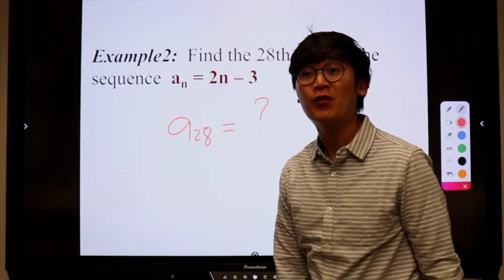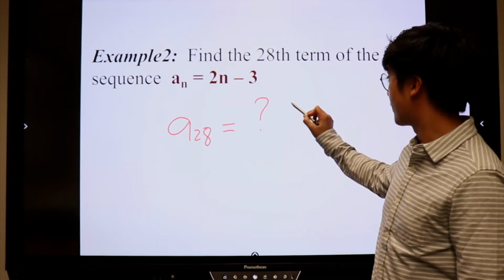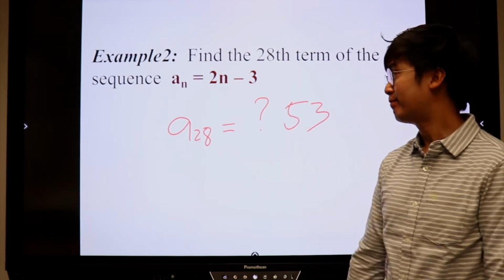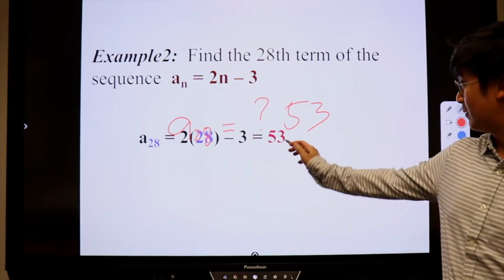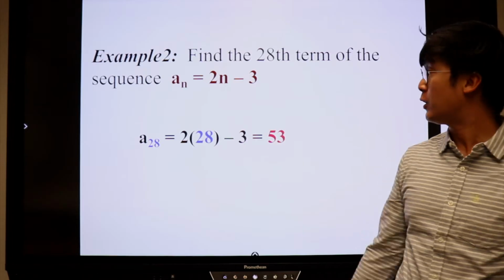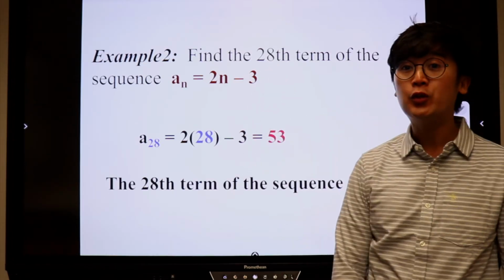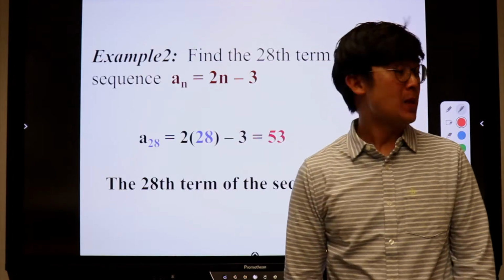But anyhow, so we're looking for A sub 28, right? Do you have an answer? What is A sub 28? It is 53. 53? Yes. Let's see. Oh, it is 53. So mathematically you found the 28th term and it is 53 because you used your formula.